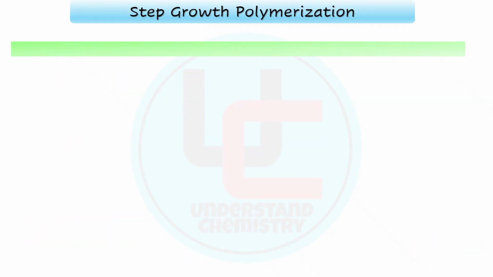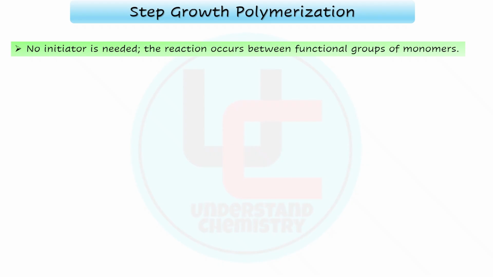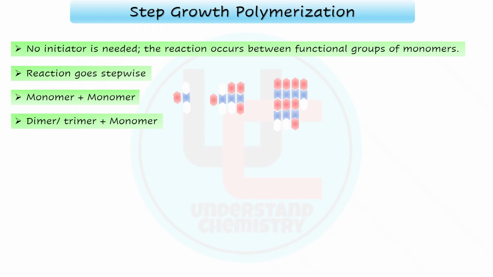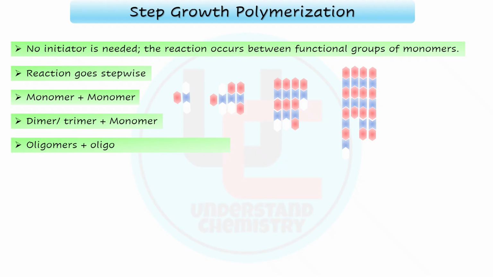In step growth polymerization, no initiator is needed, and the reaction occurs between functional groups of monomers. In this type of polymerization, the reaction goes stepwise, meaning first the reaction happens between monomers to produce dimer and trimer, then these dimers and trimers and monomers are combined to produce oligomers. In the end, oligomers are combined to produce polymer.